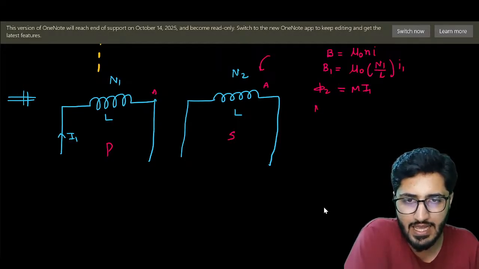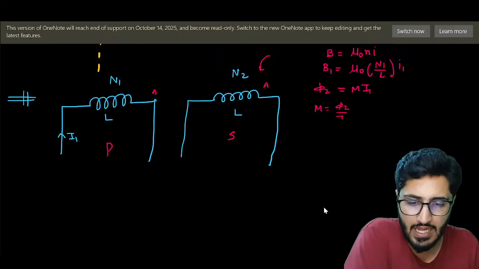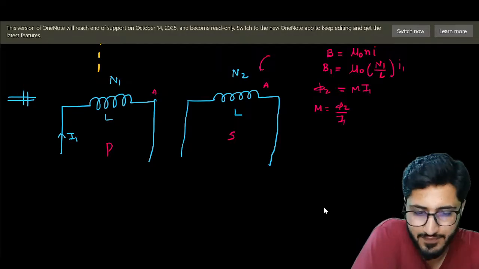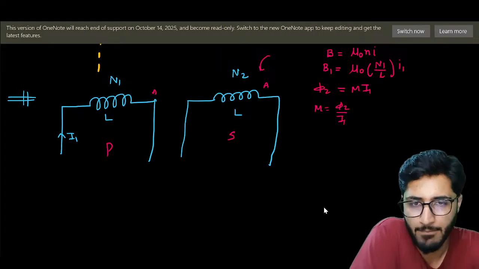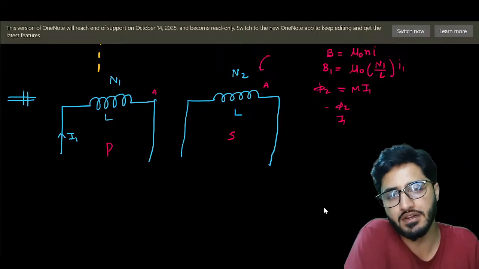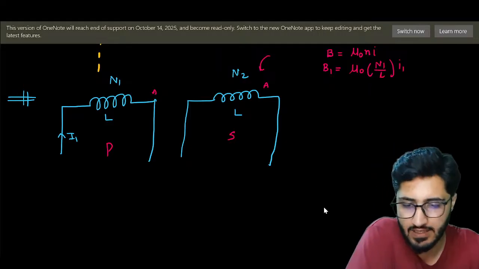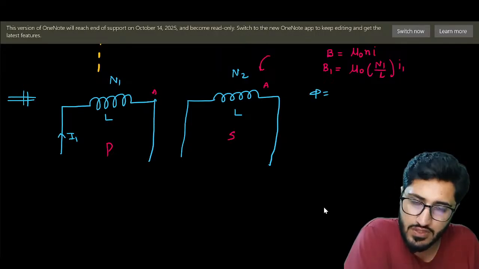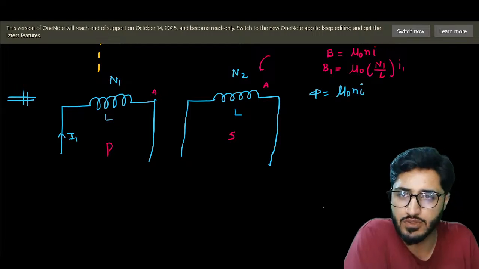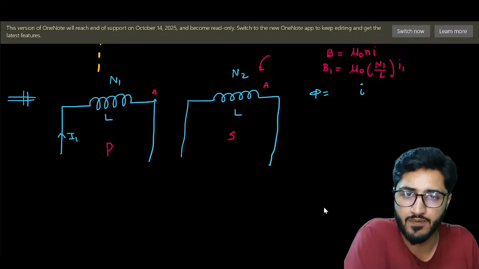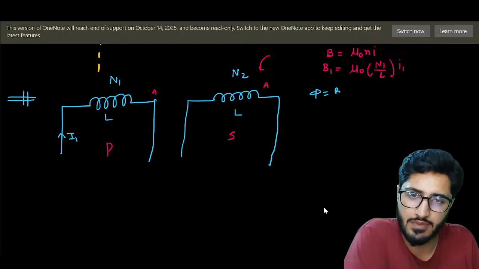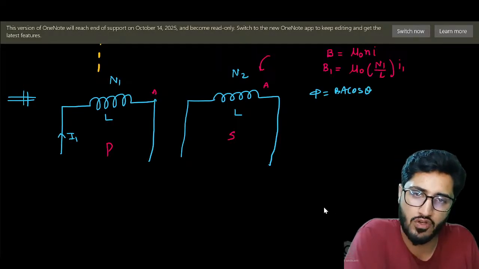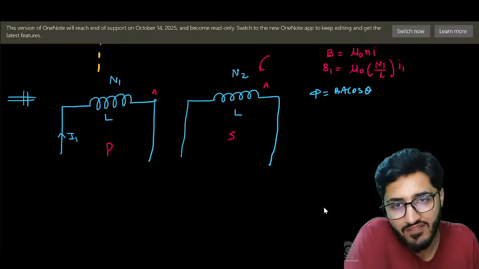So I can write M equals to phi 2 by I1. I can write like this, no? Done? Or there are a lot of ways to manipulate it. Let us suppose we are having phi equals to mu naught N1 I1. But what is phi basically? Sorry, it is B. Phi is BA cos theta. Done. So we are having number of terms.